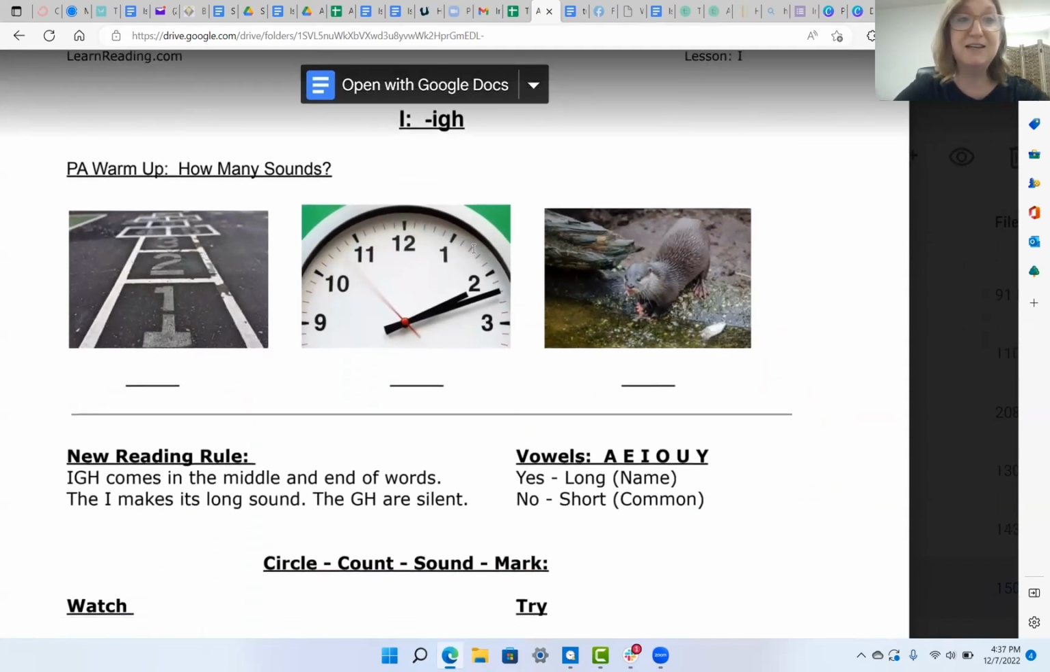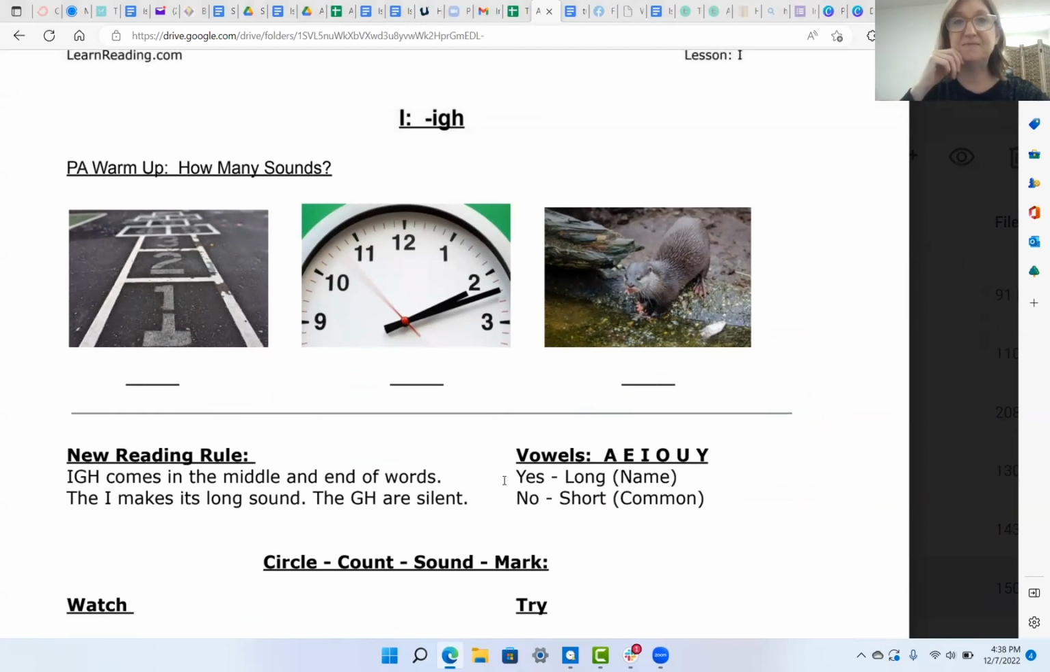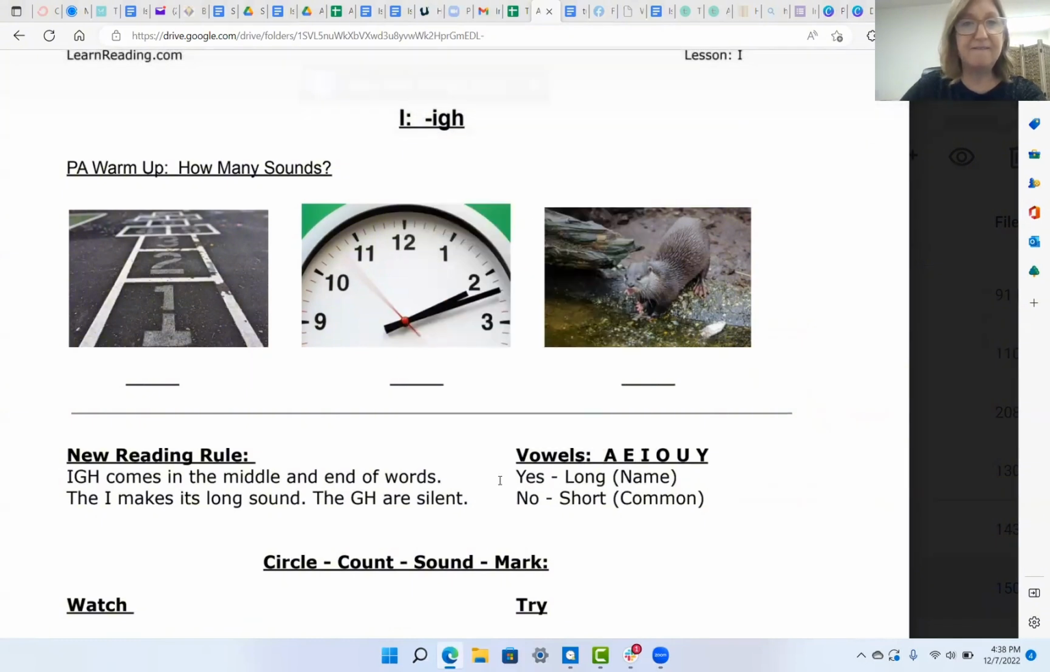How many sounds in hopscotch? Hard one. Put it in the chat if you can figure out how many sounds in hopscotch. It'll help if you do hop first and then scotch.